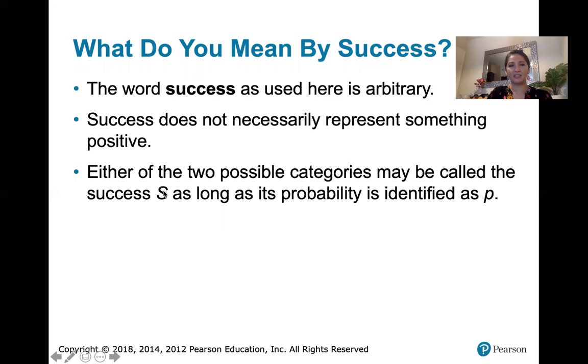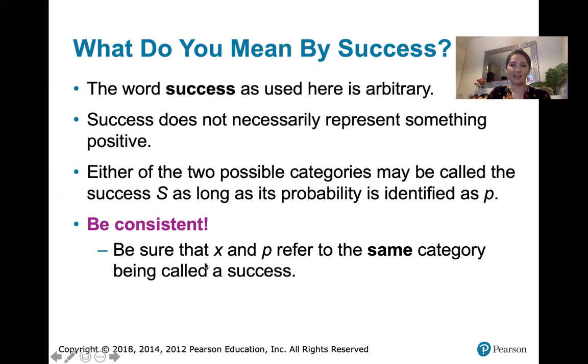Now, the probability that's associated with success needs to be identified as the letter P. So it's really important that you understand what X represents, what you are defining to be success, and what is the probability that goes with that particular event. So you've got to be consistent. So if X is the number of correct answers on a test, P is the probability of getting that answer correct in one trial, or given one particular question on that test. So just make sure that P represents the probability of whatever we're categorizing or labeling as success, and you're not accidentally associating X, the number of successes, with the probability of failure. Just got to be consistent.